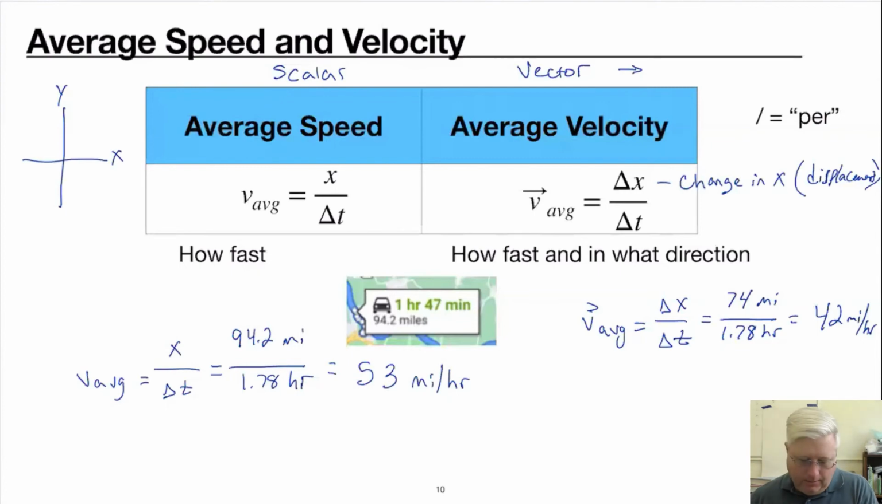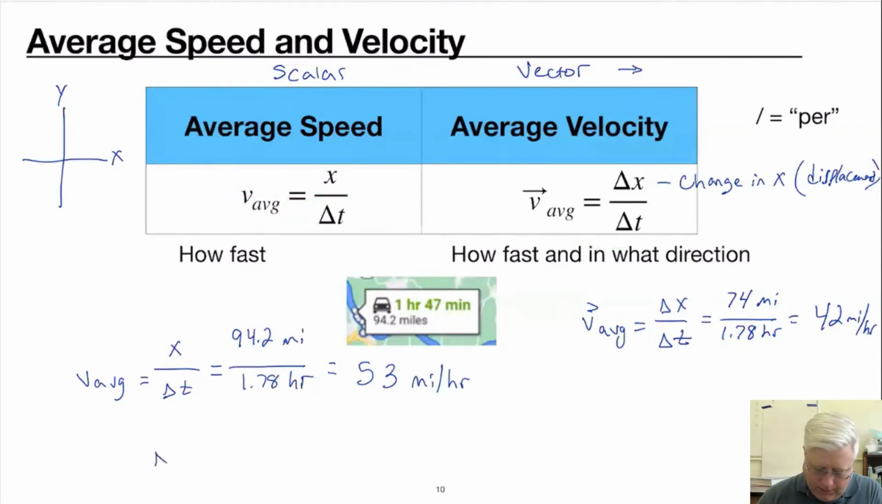Okay. Could we also figure out, let's say you could go 60 miles an hour the entire way? Not possible, but let's just pretend. If you could, then how long would it take you to get there? Could we figure that out? Well, we can just use simple algebra. Let's just do speed. If the average speed we want is 60, and we know the distance we've got to go is 94.2 miles, we can rearrange and solve for time.